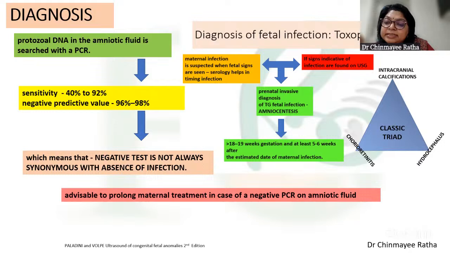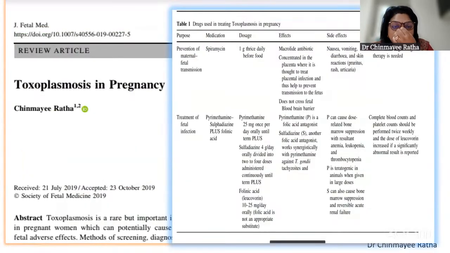If this fluid test is negative, it doesn't mean there is no infection. And if it is positive, it doesn't mean the fetus will definitely have sequelae. It only means that the fetus has got infected. So in toxoplasma, you have this classical triad where you can expect chorioretinitis, intracranial calcifications, and hydrocephalus. However, because things were managed in time, in this particular case, you did not have any sequelae.